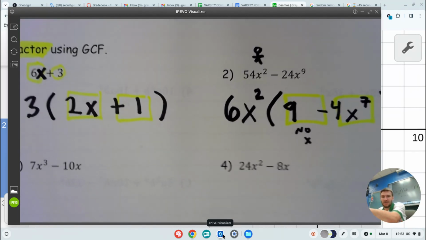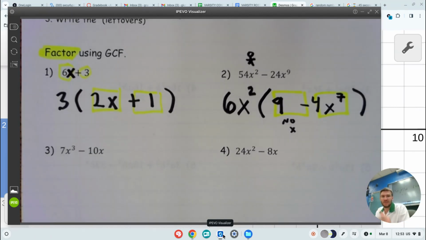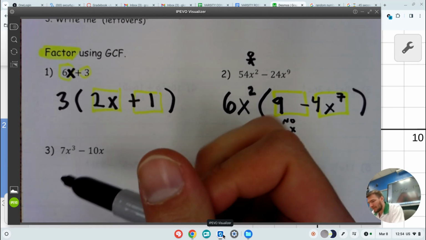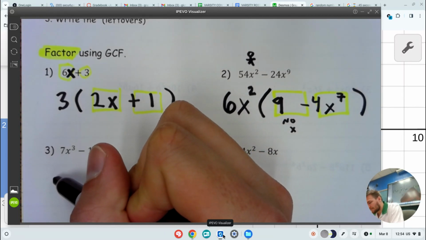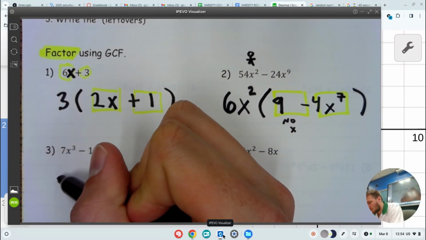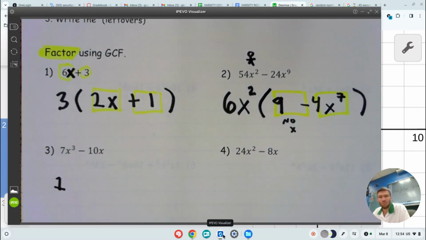Okay, let's do 2 more questions, then we're going to pause for just a second, and then we're going to finish out the paper. Number 3, 7, and 10. You tell me, what's the GCF? 7. Nope. 1. It is 1.